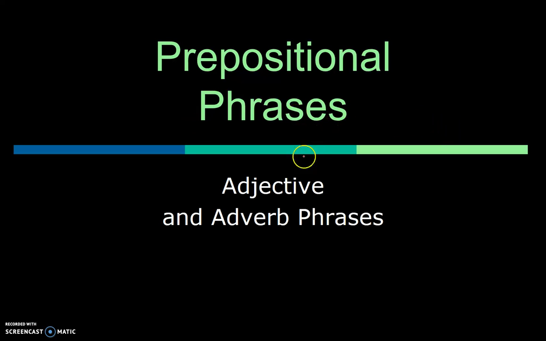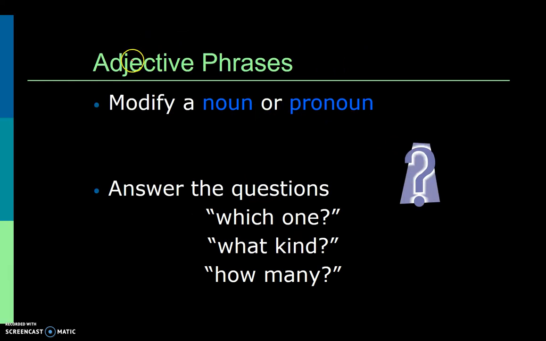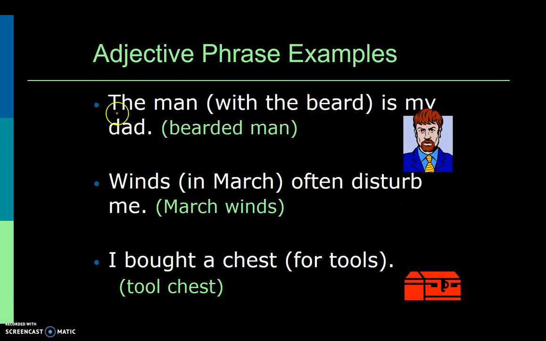Now, prepositional phrases can either be adjective phrases or adverb phrases. And a lot of times when you see adjective phrases, adverb phrases, they're talking about prepositional phrases. They're just leaving prepositional out of that. So an adjective phrase, just like a regular adjective, modifies a noun or pronoun and answers the questions: which one, what kind, how many. The man with the beard is my dad. So with the beard is an adjective phrase modifying man.